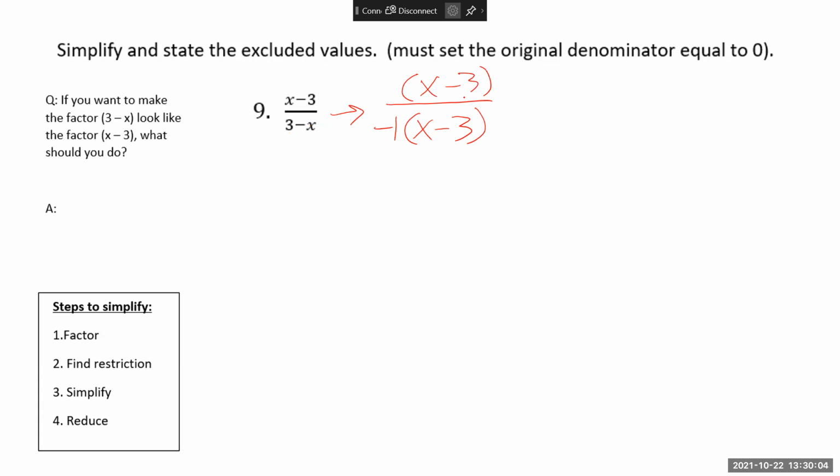I should check for excluded values. I have that x minus 3 on the bottom. That means x cannot equal +3 because that would make me divide by 0.